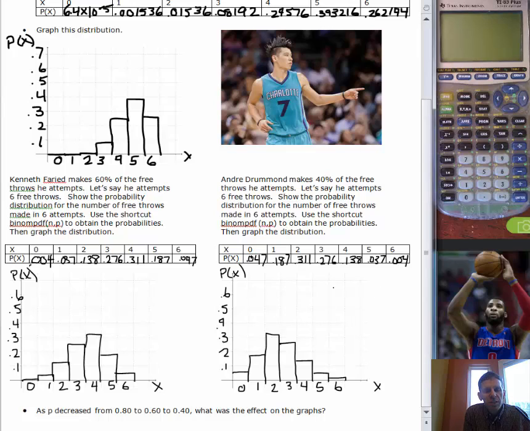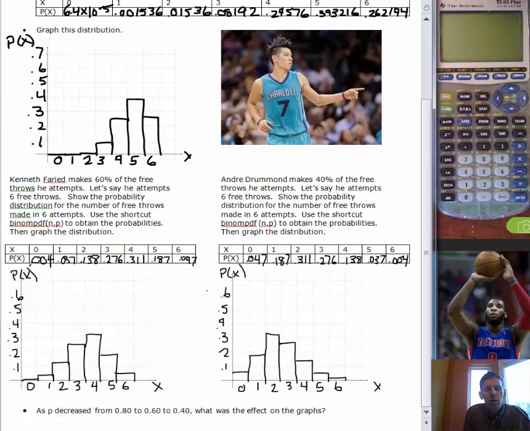If those numbers sound familiar, they are basically the inverse of Kenneth Faried's free throw values. So the probability of Kenneth making all 6 was 0.047. That was the probability that Andre made 0 of them. And you can see these numbers go back and forth, the same values but in a different order.